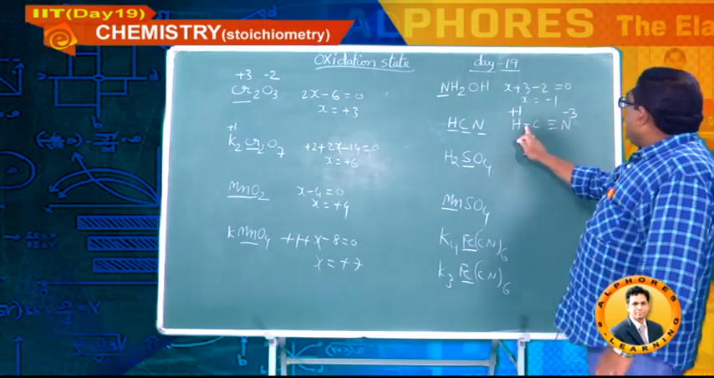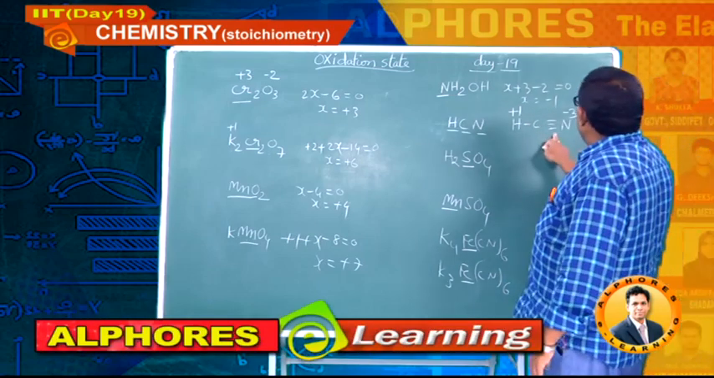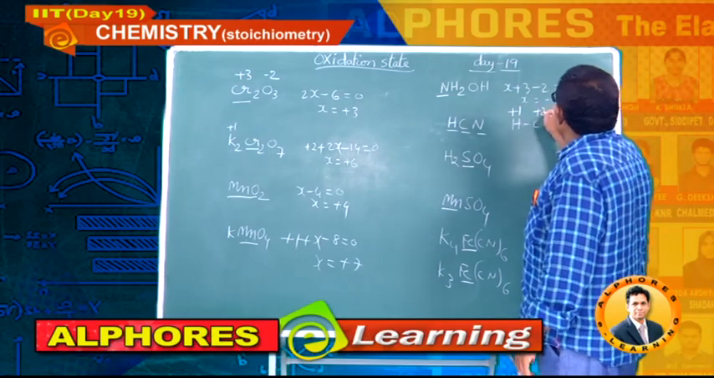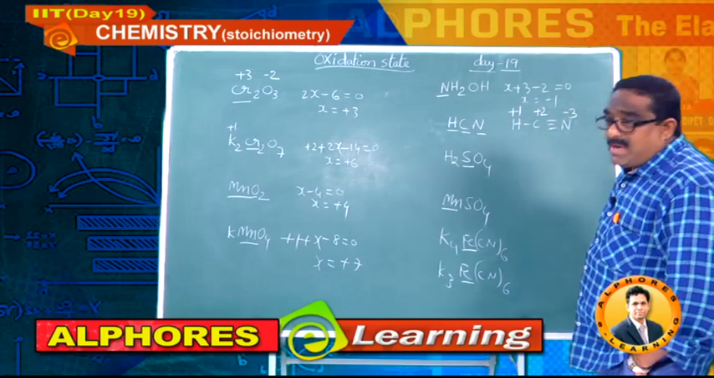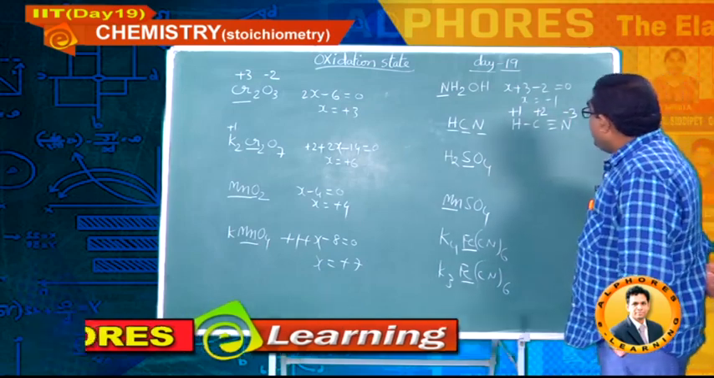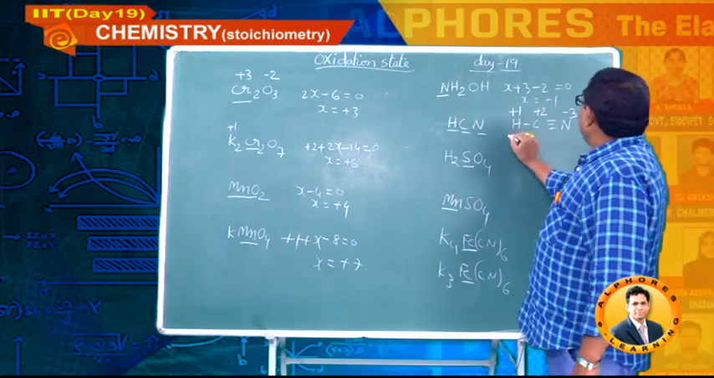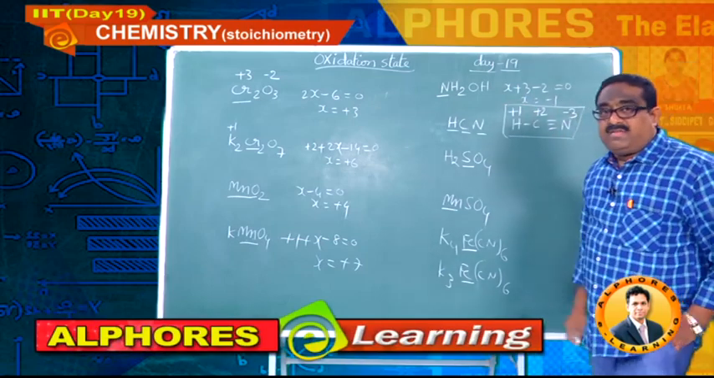Then carbon is forming 4 bonds here, so what are you going to do? You have to balance this with plus 2. So carbon plus 2, hydrogen plus 1, and nitrogen minus 3. So these are the individual oxidation states. Based on the bonding you can fix.